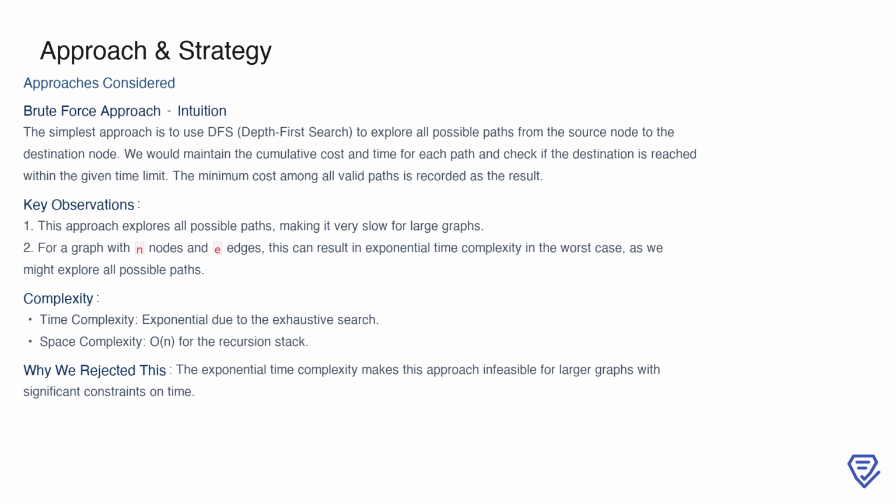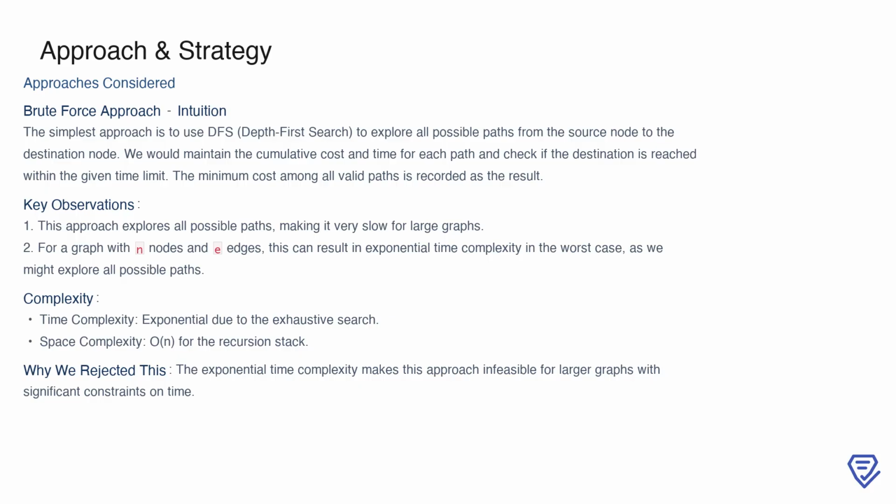However, there are critical limitations to this method. First, it is extremely slow for large graphs because it explores all possible paths without any optimization. For a graph with n nodes and e edges, the number of potential paths can grow exponentially in the worst case.